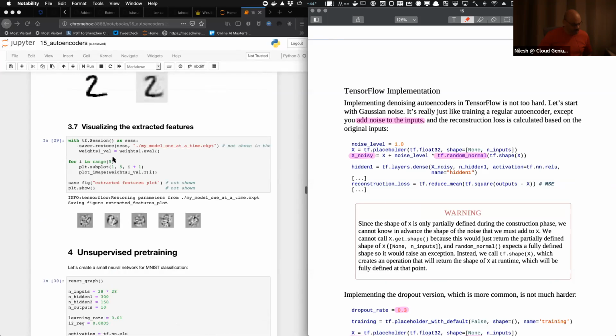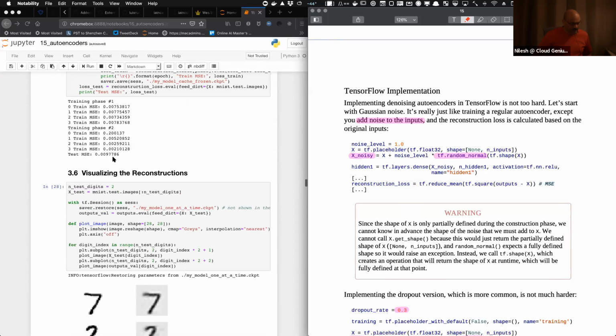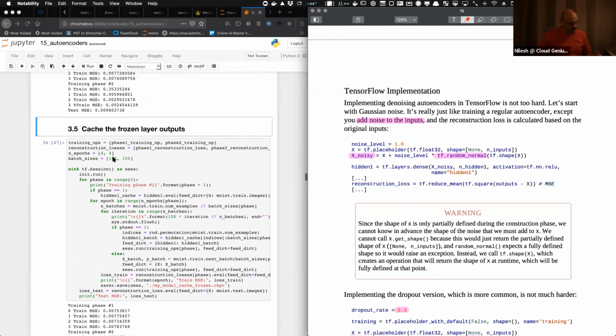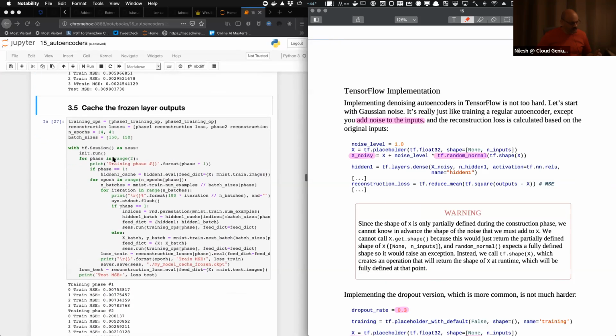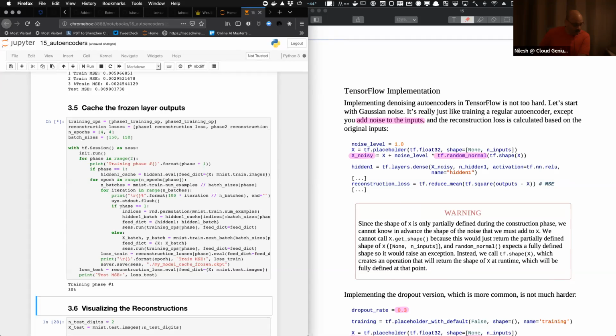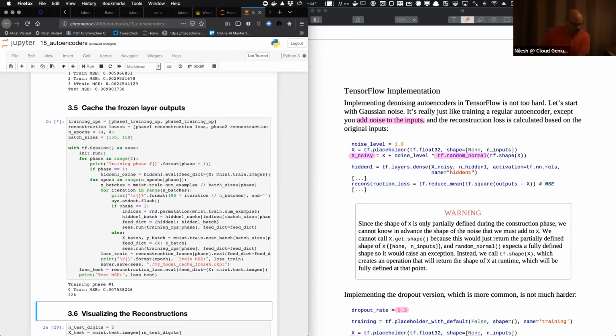Well, we should run it. I think it was not mentioned, or I must have missed it. So I think some of these sections we did not run, so I'll just quickly run them. Cache the frozen layer outputs. It has no reference in the book, apparently.